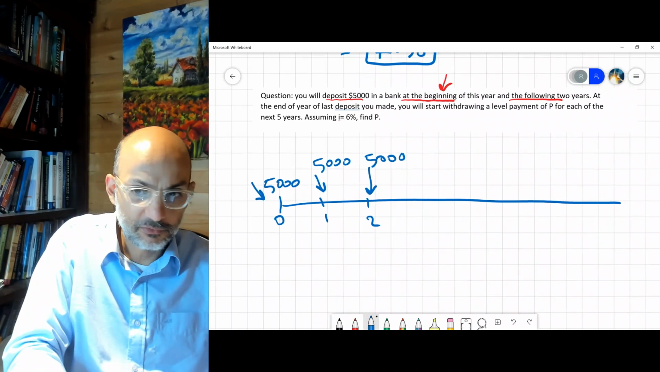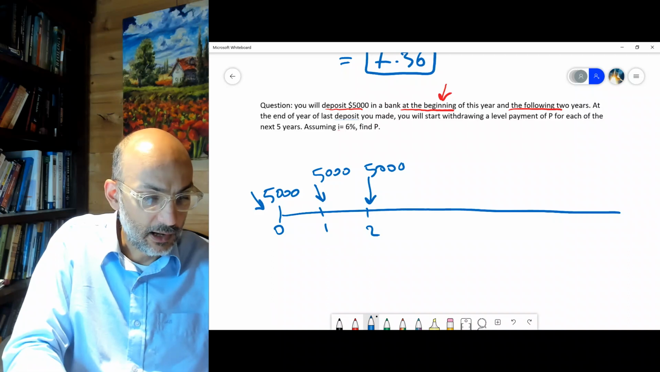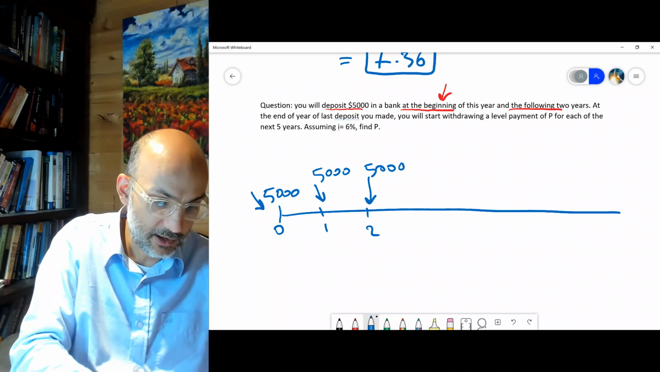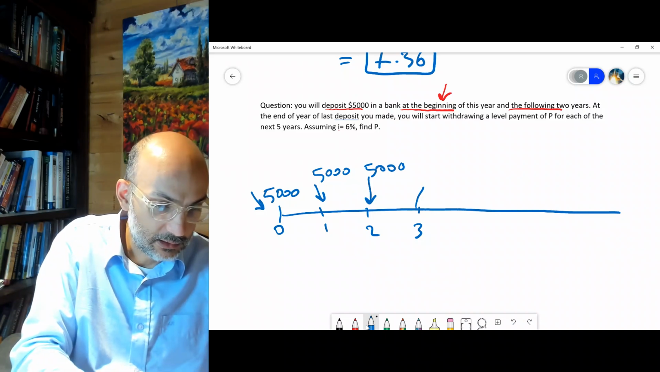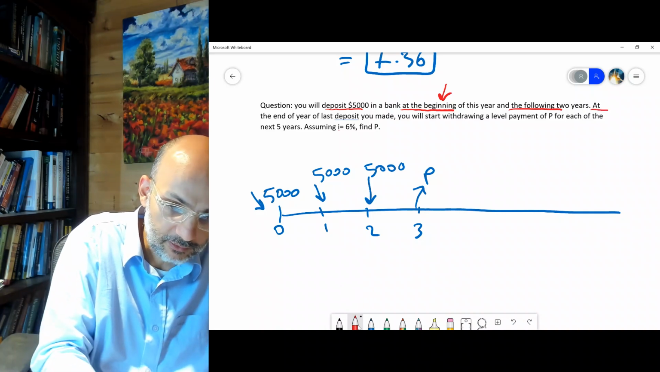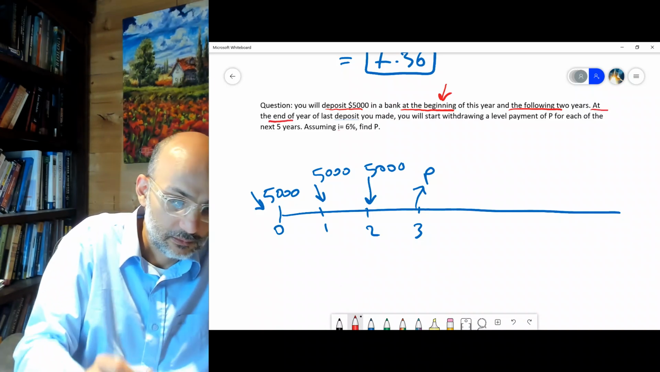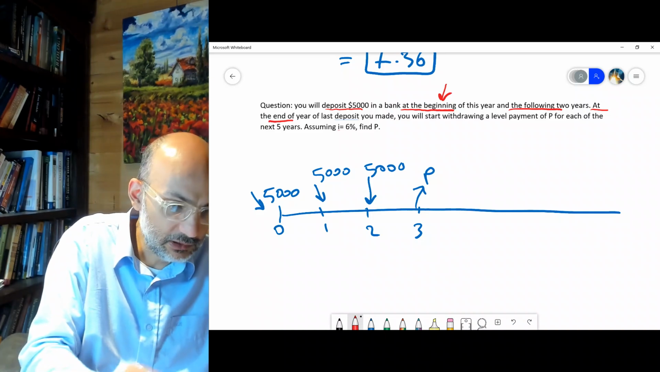So at the beginning of this year and the next 2 years, at the end of the year of the last deposit, we deposited here, so the end of the year of the last deposit here, you will start withdrawing level payment of P. So P, because it says here, I wanted you to see that here it's saying at the end, right? And this will start with the payment of each of the next 5 years.